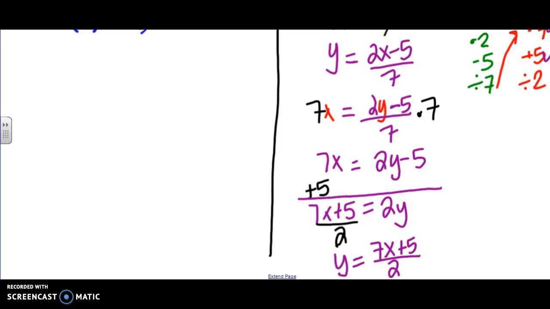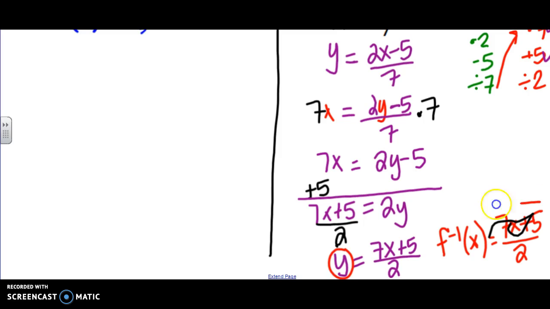So replacing and putting back our fancy notation instead of this, our equation is going to be f inverse of x equals 7x plus 5 all divided by 2. And you can ignore that weird black line. Okay, so that's our equation, without the black crazy lines.